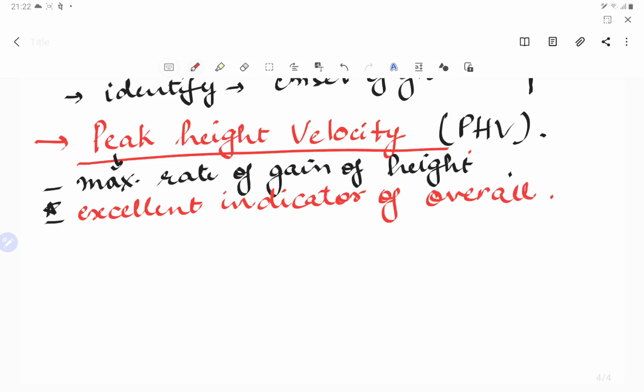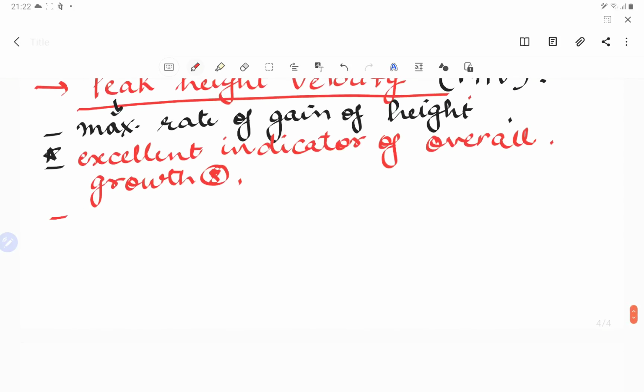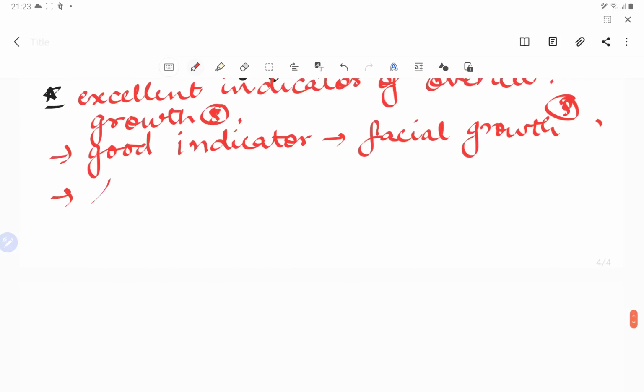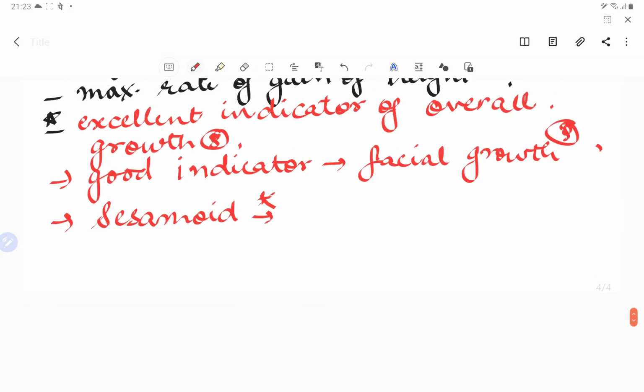Now this growth can be somatic and skeletal growth, so it is basically a good indicator of facial growth. And sesamoid is attained during this period. So this is about peak height velocity.